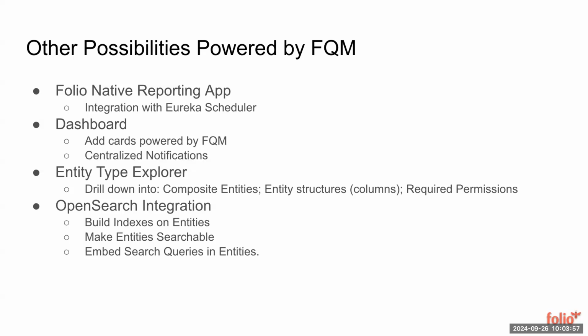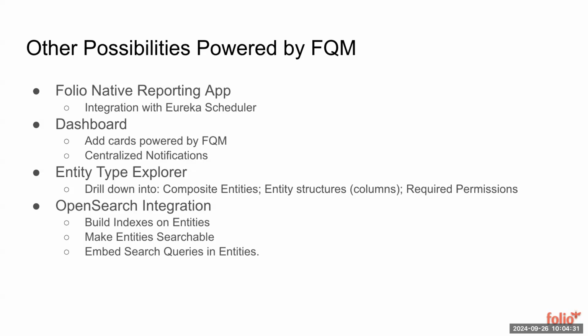What's been asked for a few times is an entity type explorer, so you could drill down and get a representation of what's in the composite entities and expose the structures of the columns that are there and the permissions that are needed to run. Because remember, right now, all these entities are defined on the back end. And as a user of the system, you really get to use the entities. You don't necessarily get to go in depth and understand the details of what's in there. So it's about transparency.